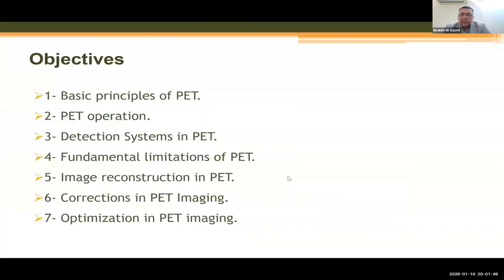and clinical imaging. Our objectives are as follows. Basic principles of PET, then the PET operation, the detection system in PET, the fundamental limitations of PET, and the image reconstruction. Then moving to the corrections in PET imaging, and finally we will end with the optimization of PET imaging.